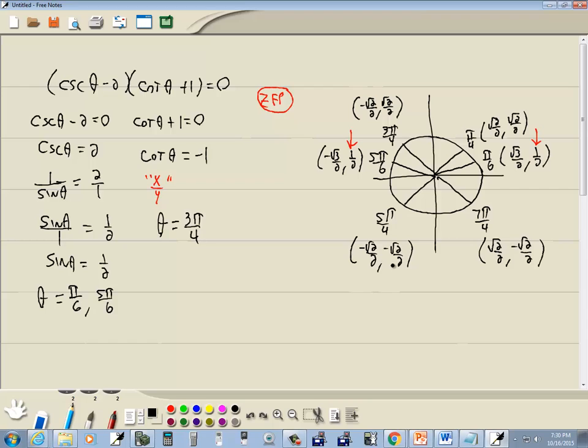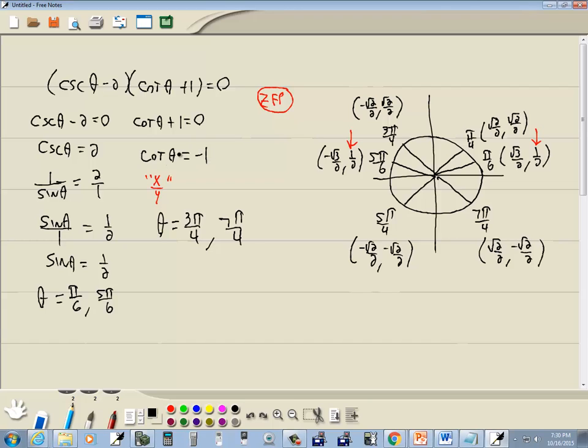Now down here, cotangent is x over y, so negative square root of 2 over 2 over negative square root of 2 over 2 is a positive 1, and we're looking for negative 1. And 7 pi over 4. X over y, square root of 2 over 2 over negative square root of 2 over 2 gives us a negative 1. So that would tell us that 7 pi over 4 is another one of our answers.